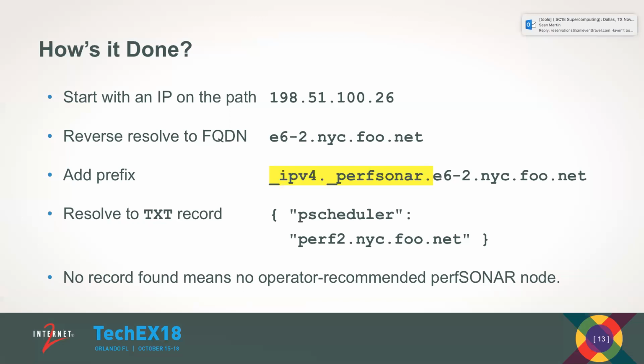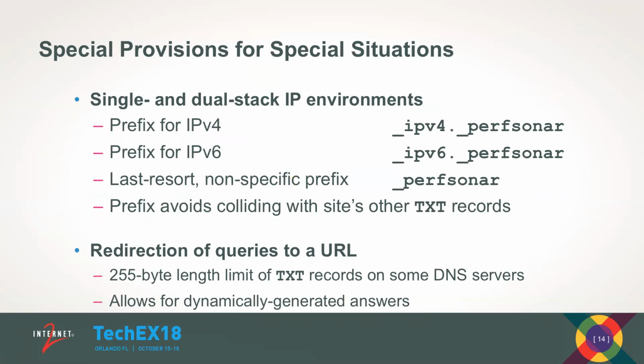But if it does resolve, you can add a prefix to it. In this case, it's the highlighted part here. So it's this IPv4 perfSONAR.e62.nyc.foo.net. You take that, you resolve it to a text record, and what you get back is a little blob of JSON that says, here's the pScheduler that you should talk to if you want to do tests for paths that cross through this particular interface. If you don't find a text record, it means the operator hasn't published anything, and you're back to square one on what to use, but it was the same problem you would have had otherwise.